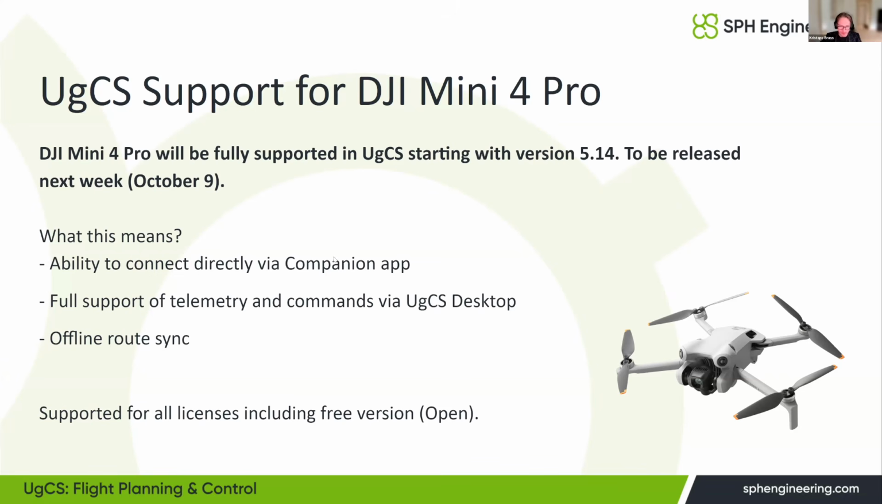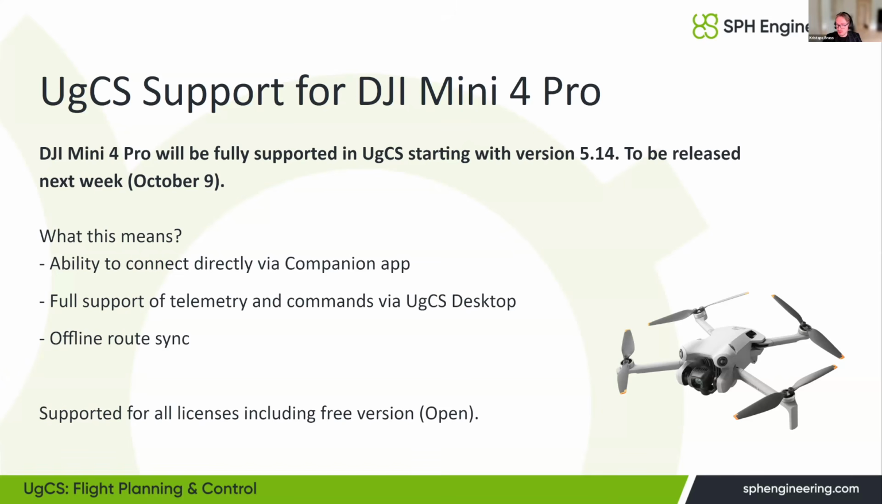I forgot to list the companion app version here, but this will be the new version also, 1.7, so companion 1.7. Then it'll have full support of telemetry and commands. This means you'll be able to upload missions to the Mini 4 Pro drone. And in case you don't want to pull out the computer when you are in the field, you'll also be able to simply cache the routes for offline use for this drone within the companion app.